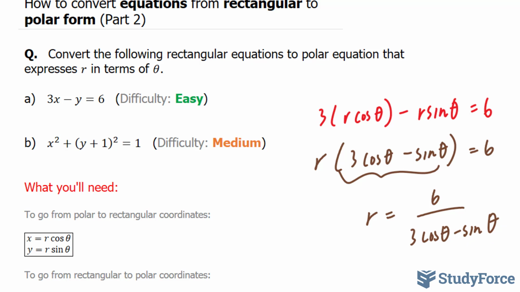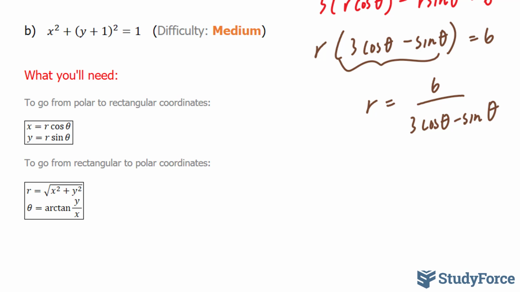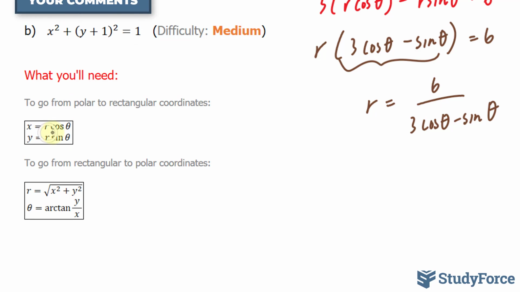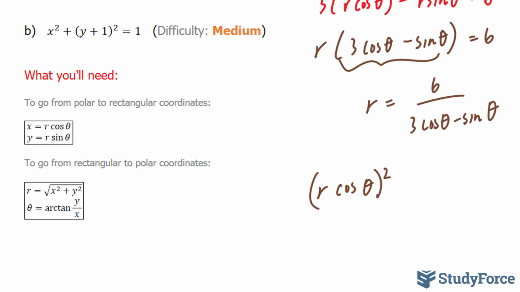Let's move on to B. This time our rectangular equation is slightly more complicated. We have x to the power of 2 plus (y plus 2) in brackets raised to the power of 2 is equal to 1. To do this, we'll be using these two formulas once more. And I'll start by replacing this x with r cosine theta. We have r cosine theta raised to the power of 2. This r becomes r squared, and cosine theta becomes cosine squared theta.